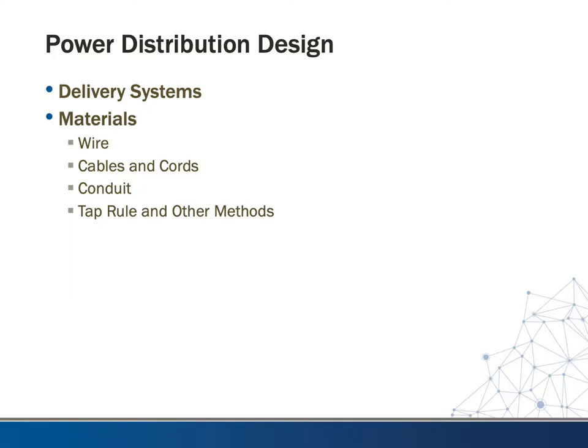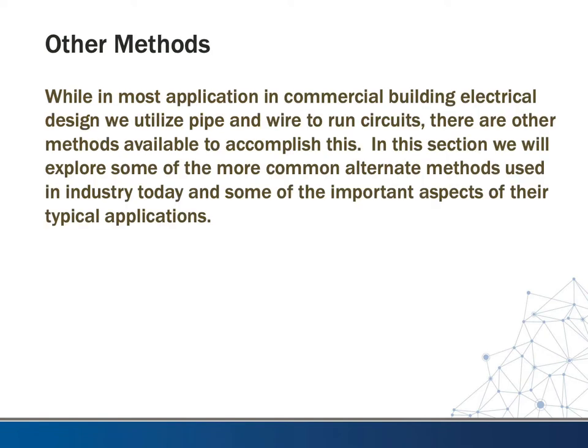So in the progression of things under the power distribution design, we have covered delivery systems. We're still talking about materials and as I said before, we're looking at the tap rule and other methods. While in most applications in commercial building electrical design we utilize pipe and wire to run circuits, there are other methods available to accomplish this. So in this section, we'll explore some of those more common alternate methods used in industry today and some of the important aspects of their typical applications.